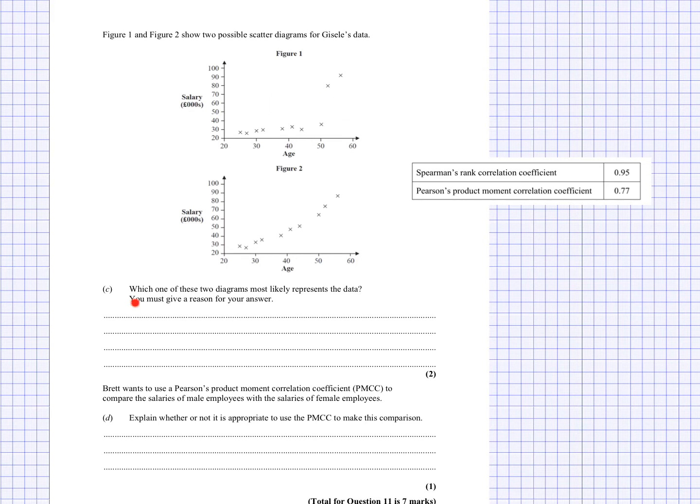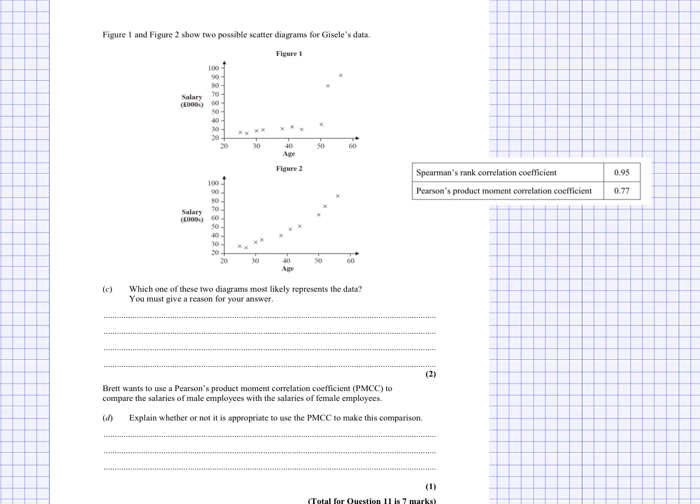So what you need to do is say which diagram most likely represents the data, and you must also give a reason for your answer. You have to give a reason using the information that I said, comparing to these values. So why do these values say maybe this one or that one? How do you know from these values? Is it more or less? What exactly is it about the values that tells you it's one of them and not the other one?